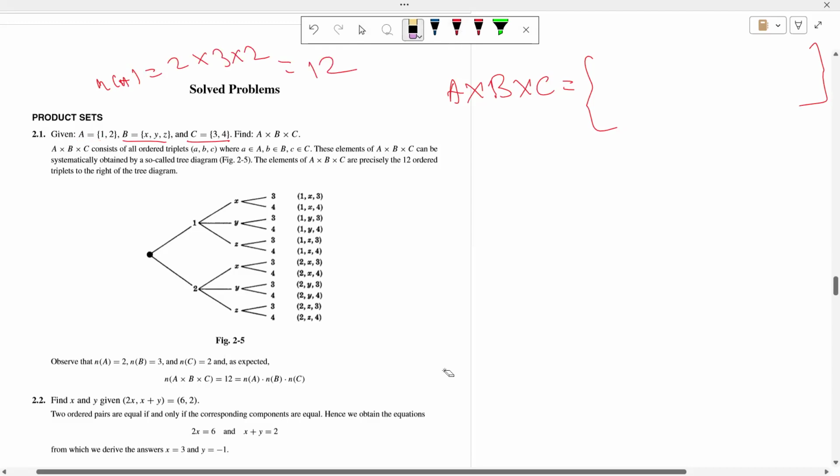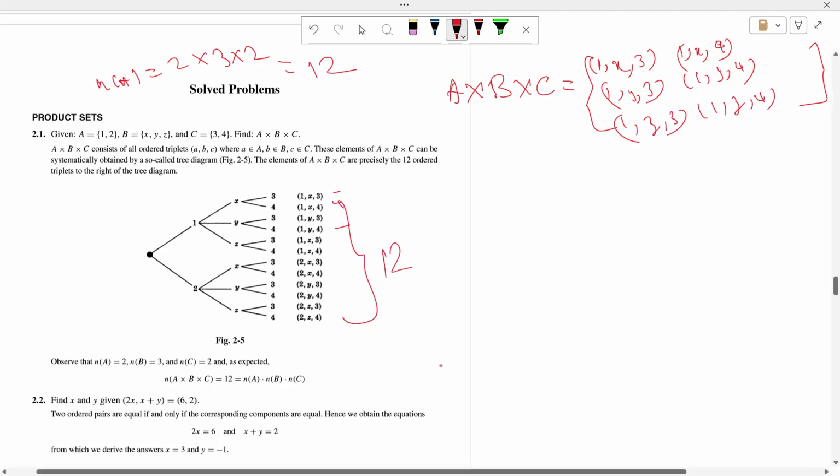First you take the first element from A, then the first element from B, the first element from C. Then the first element from A, the first element from B, the second element from C. Then 1 comma X comma 3, 1 comma X comma 4, then 1 comma Y comma 3, then 1 comma Y comma 4, then 1 comma Z comma 3, then 1 comma Z comma 4. Likewise, you can draw altogether 12 ordered pairs.